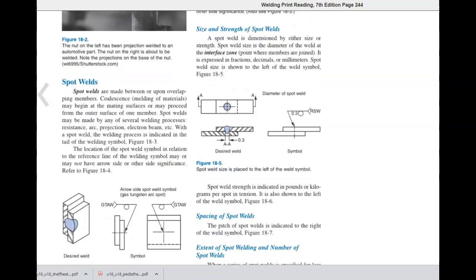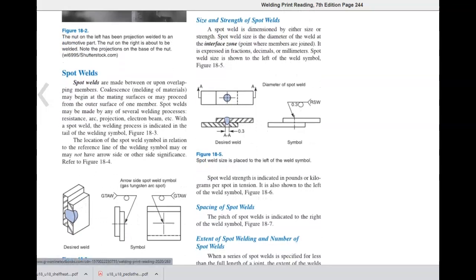Size and strength of spot welds. A spot weld is dimensioned by either size or strength. Spot weld size is the diameter of the weld at the interface zone, the point where members are joined. It is expressed in fractions, decimals, or millimeters. Spot weld size is shown to the left of the weld symbol. Spot weld size is placed on the left side of the weld symbol, 0.03.